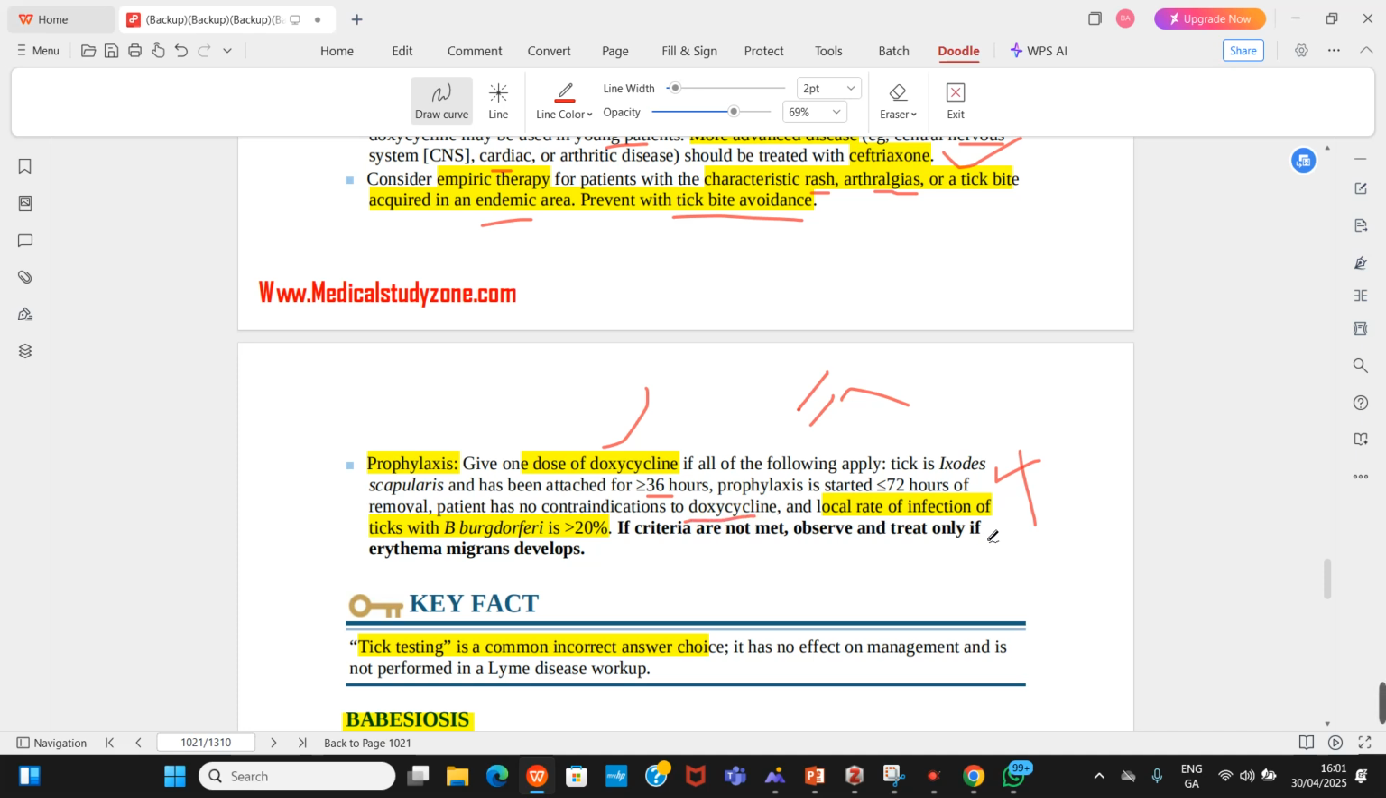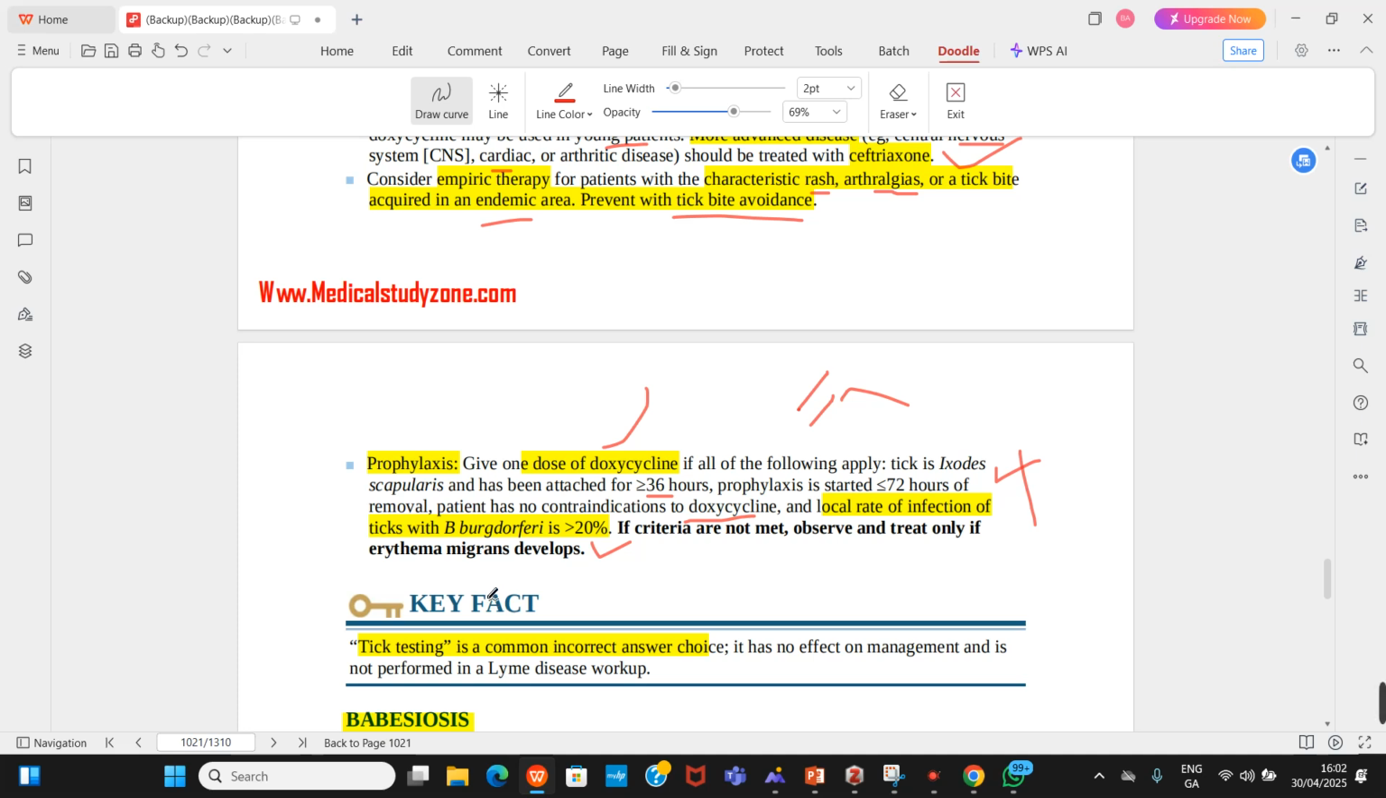So the local rate of infection of ticks with Borrelia is 20%. There's no way we can know this. So the major 3 criteria are what? The person has been in the area for 36 hours. You remove the tick and you start within 72 hours after tick removal, and the person doesn't have any contraindication to doxy. Those are the things that warrant giving prophylaxis. But if these criteria are not met, you don't give the prophylaxis.